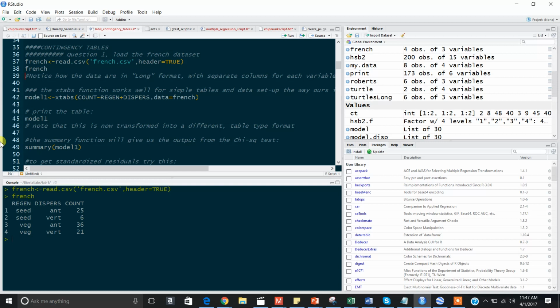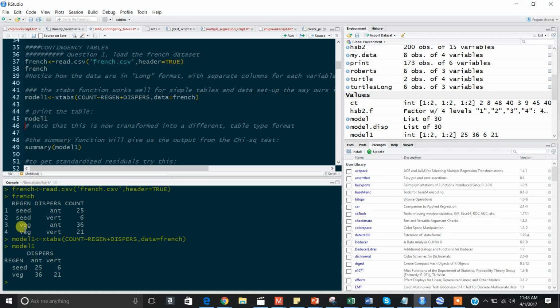Okay, so when we look at the initial data output, notice how it's in this quote-unquote long format with separate columns for each variable. You have your regeneration type, your dispersal type, and then the count. And that's done for each combination of each variable. Now there's something called the xtabs function, and this works very well for simple tables and data. When you run it, it gives you something called a pivot table. So I want you to do that.